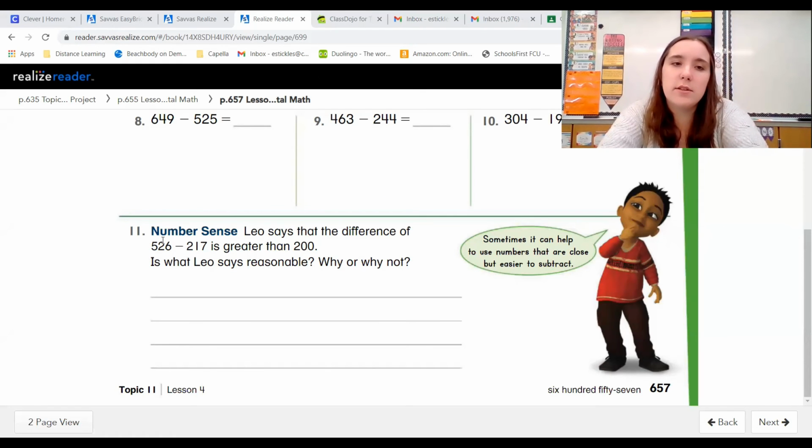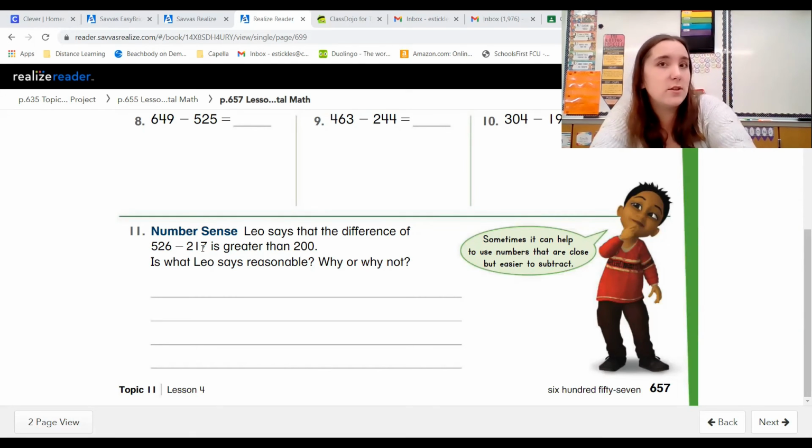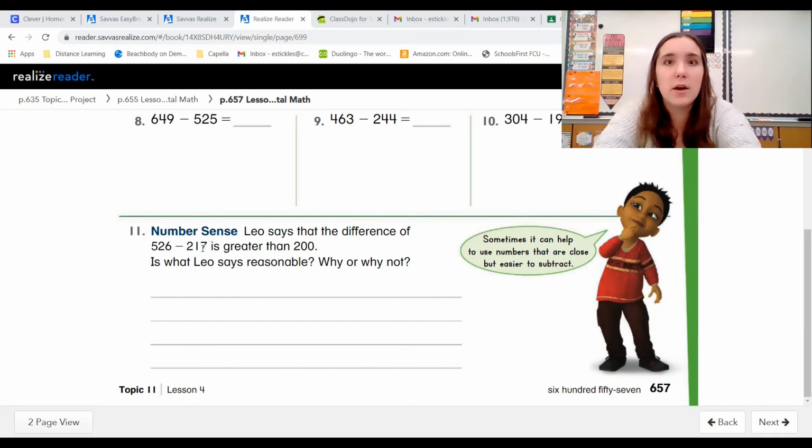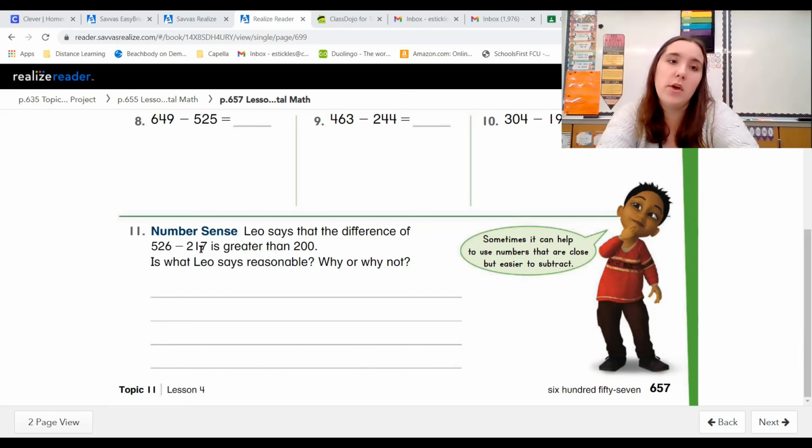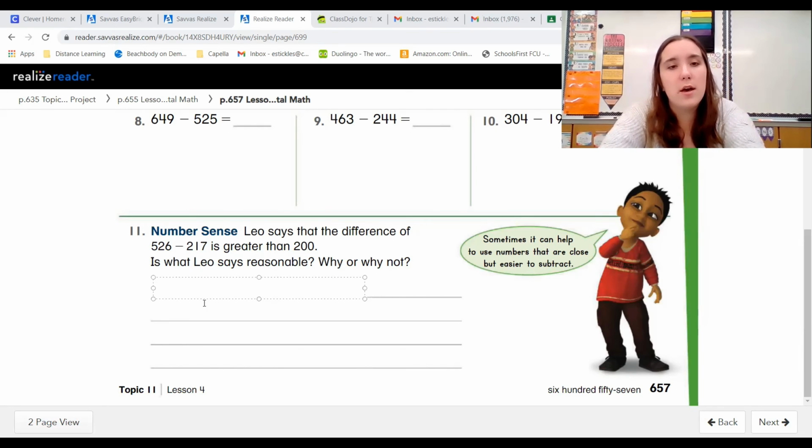We have 500s minus 200. Well, 5 minus 2 would leave us with 326, right? Okay, so if we take away the 200, we have 326 left still, but we still have to take away 17. But 17 is less than 26, so we would be more than even 300 still, which means our answer is definitely going to be bigger than 200. So let's explain why we think Leo is reasonable down here.